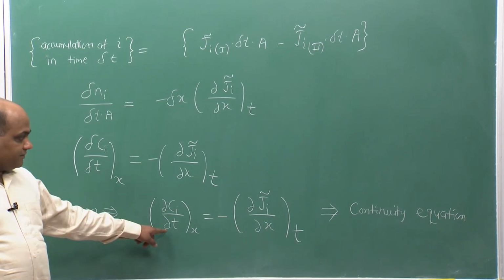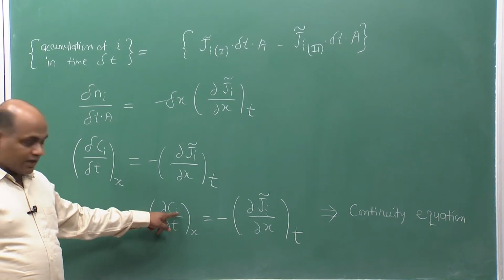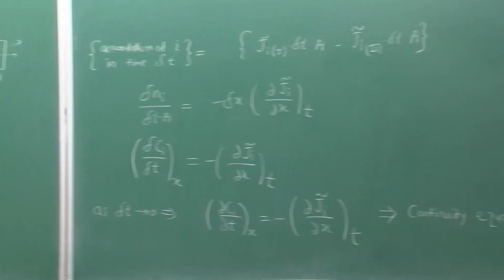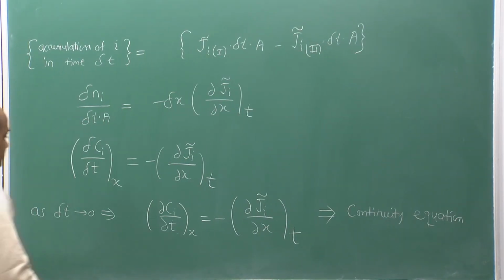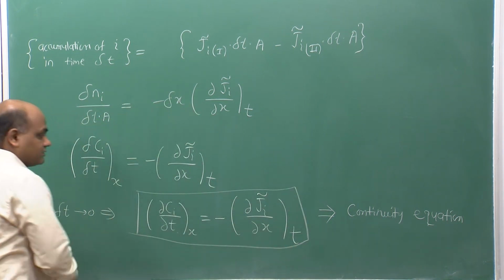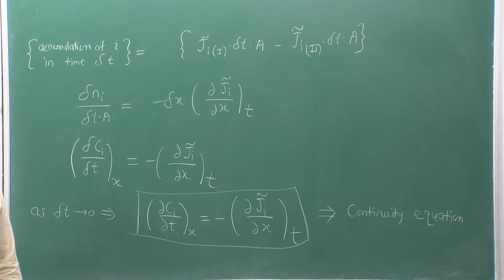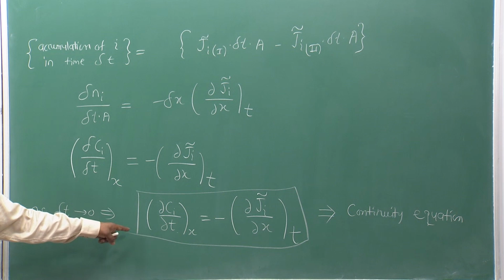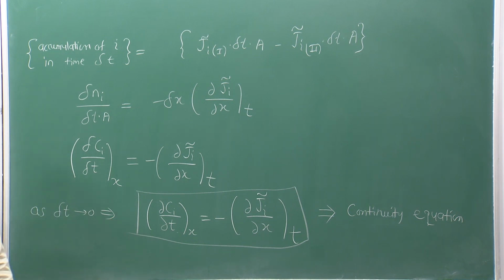Now, this gives me Ci as a function of both t and x. So, this is the very fundamental equation, the continuity equation. Now, remember again, while deriving this, I assumed that there is no production or loss of the species i.